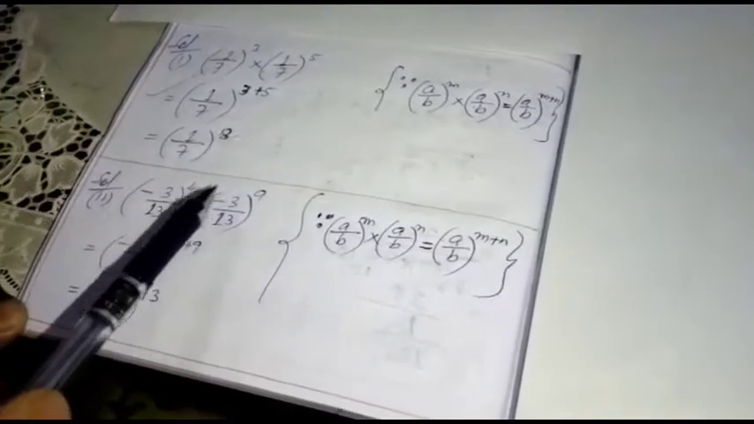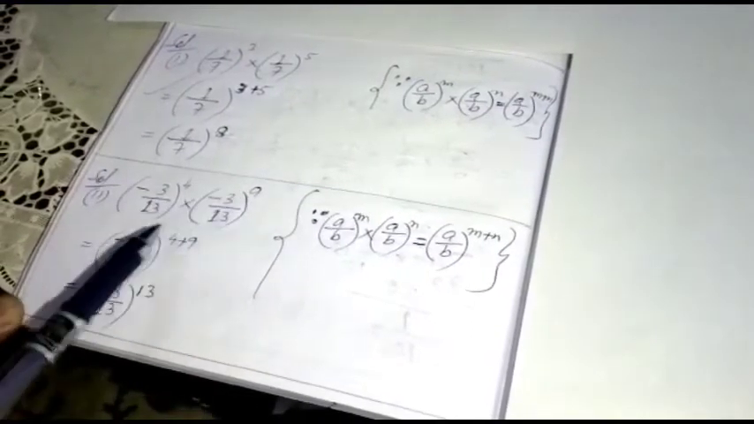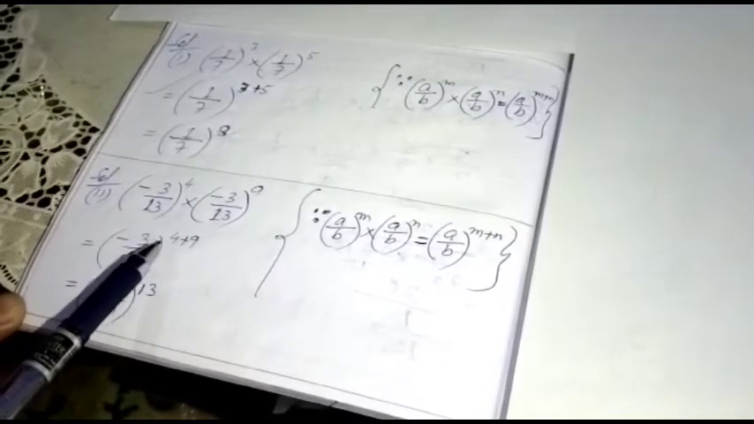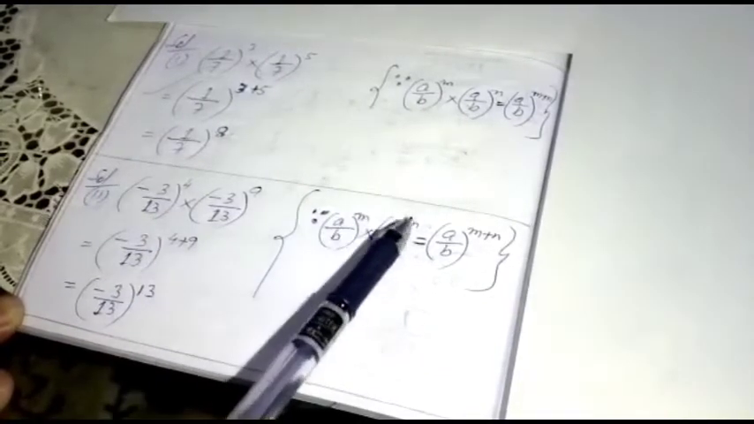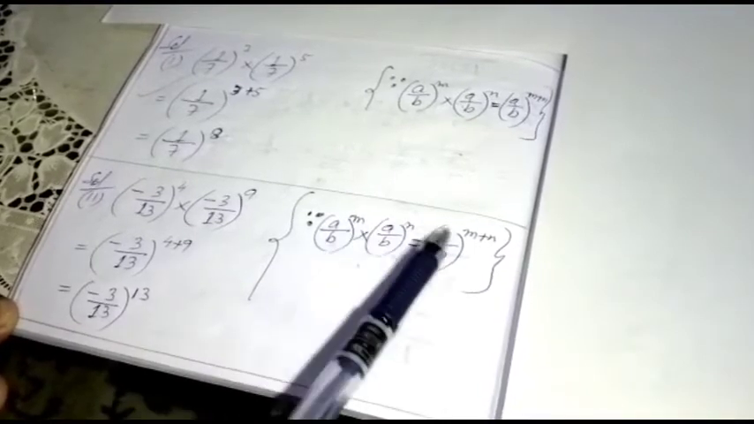One more question I take: (minus 3 by 13) to the power 4 into (minus 3 by 13) to the power 9. Here once again, common base with uncommon powers and a multiplication sign between the two rational numbers. We take the common base, minus 3 by 13, to the power 4 plus 9, because the multiplication sign is there, so the powers get added. Next step: (minus 3 by 13) to the power 13. Formula: (a/b) to the power m into (a/b) to the power n equal to (a/b) to the power m plus n. Now children, one more question.